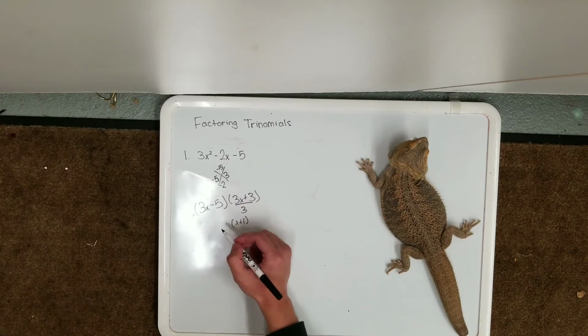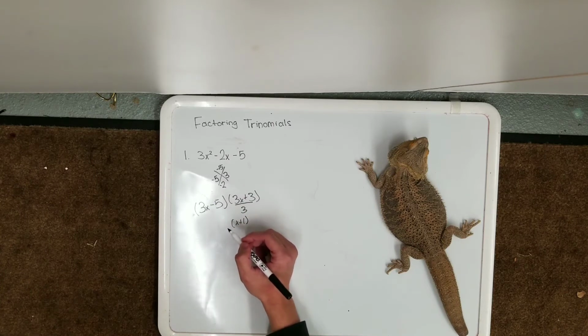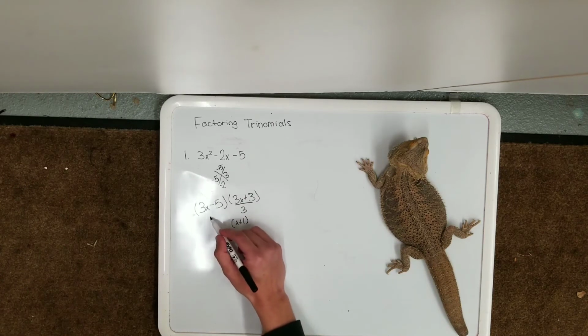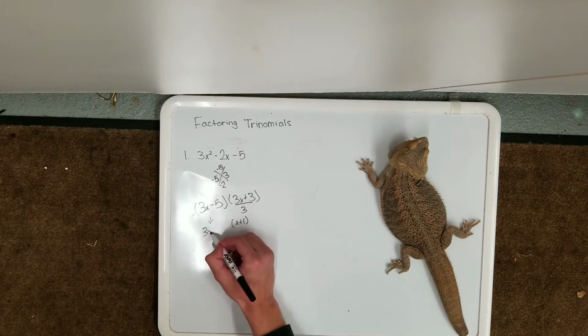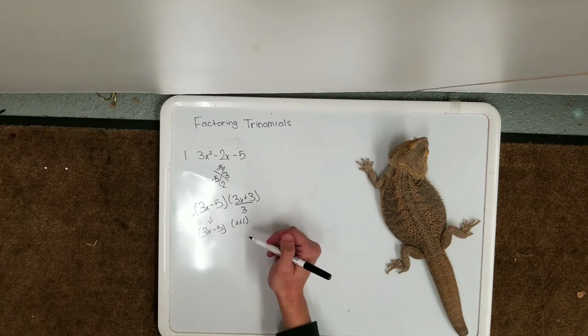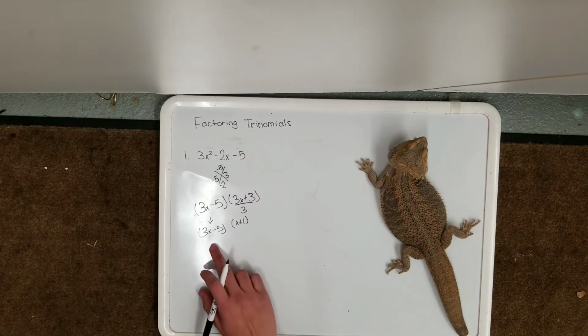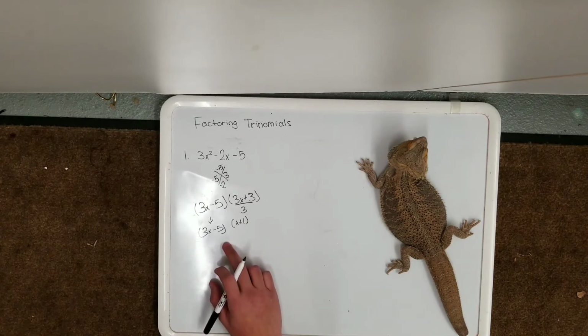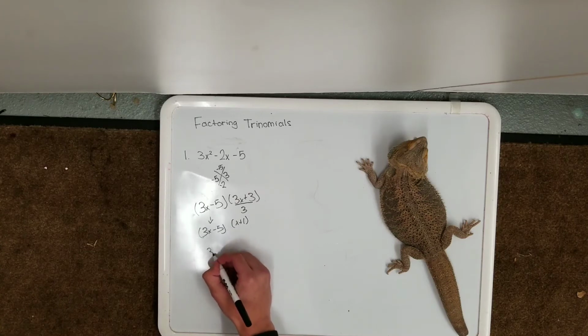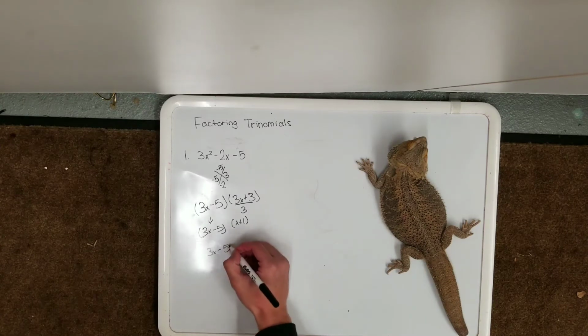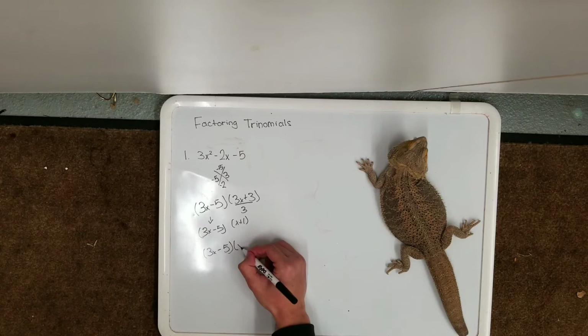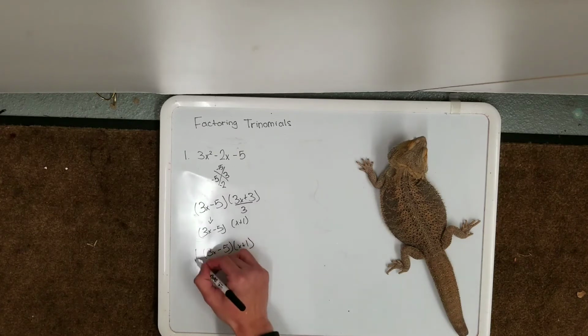Now we bring down the 3x minus 5, and since nothing else can be simplified, 3x minus 5 times x plus 1 is the answer.